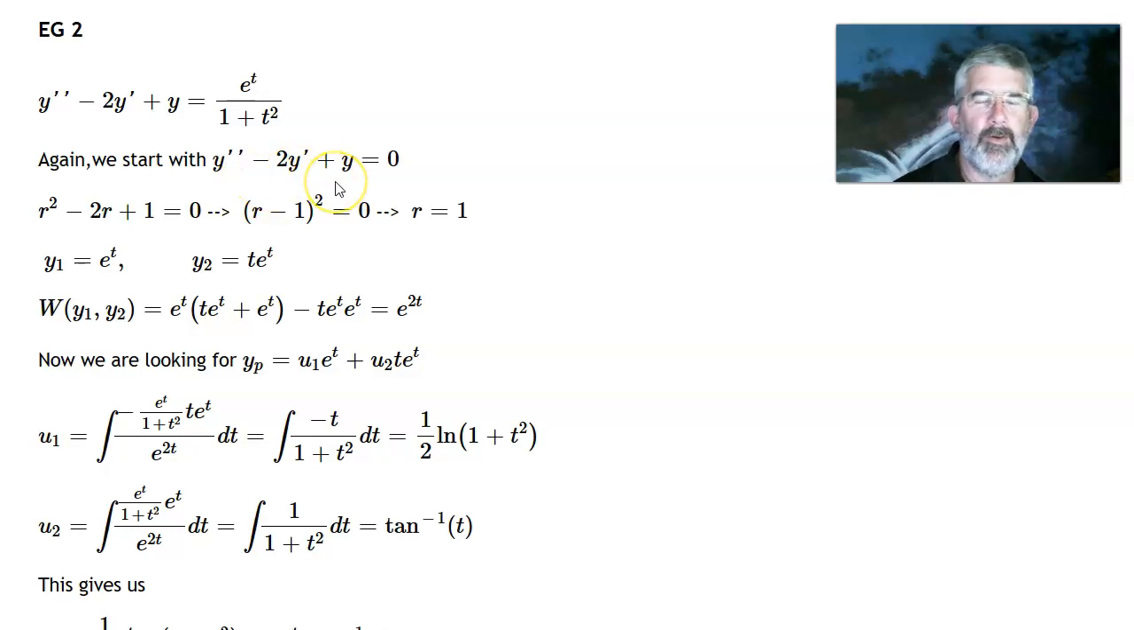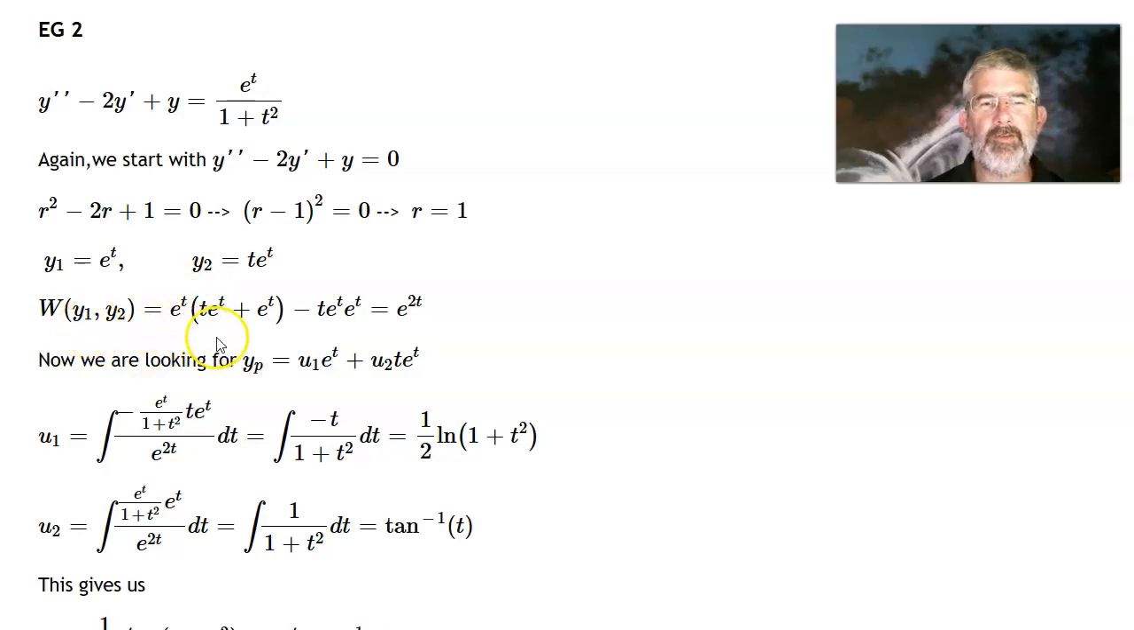This is second order linear with constant coefficients. So I'm assuming a solution that looks like e to the rt. Plugging that in, of course, we get the characteristic equation here, which happens to be r minus 1 squared equals 0, leaving only one solution, r equals 1. So that gives me e to the t, and then with methods that we did before, we know that the other solution is t e to the t.